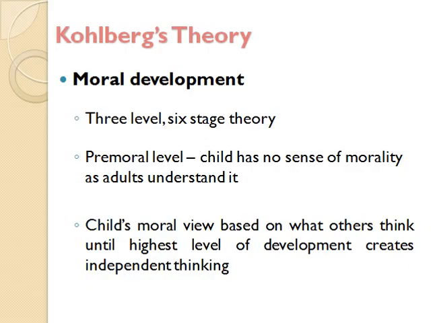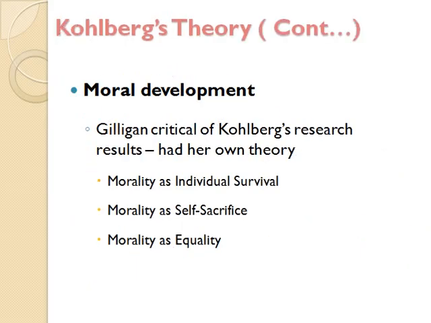The next one is moral development, where Gilligan is critical of Kohlberg's research results and has her own theory. The first one is morality as individual survival. The second is morality as self-sacrifice. The third is morality as equality.